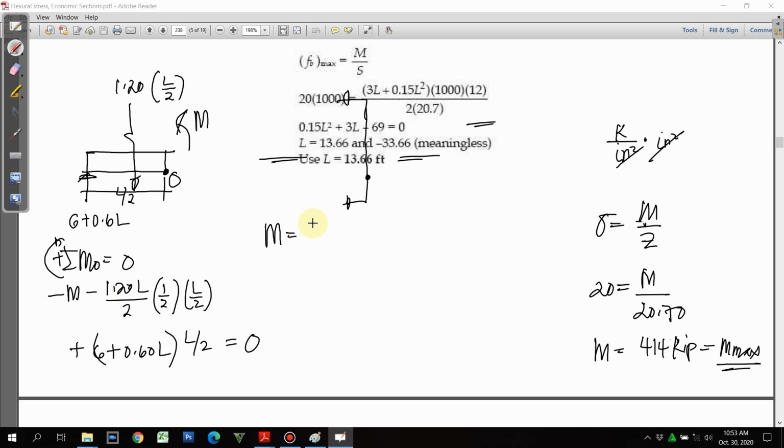So this is negative 1.2 L, and L will combine, 2 times 2, 4 times 2 is 8. Plus this one, 6, or sorry, 6 over 2 is 3, shall be equal to 3L plus 0.3 L squared. So this is equal to M.